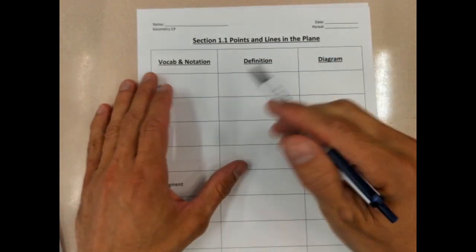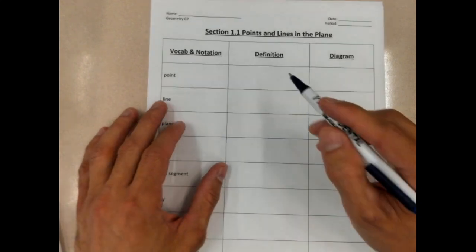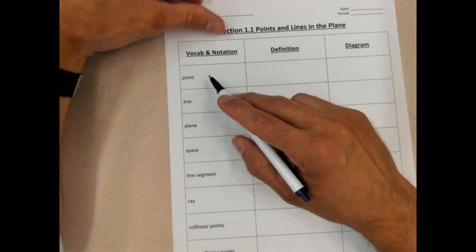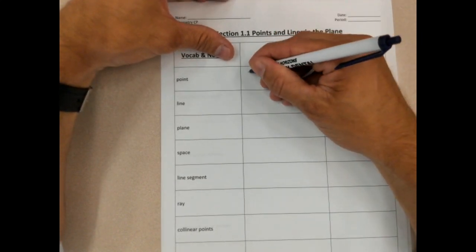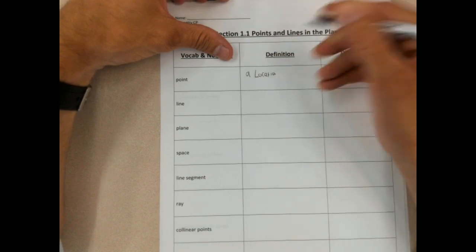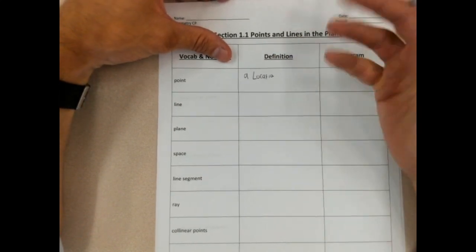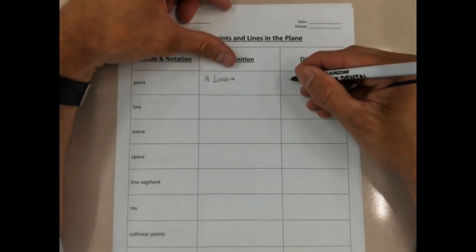were writing this on a notebook, you're just going to want to make the columns and do what you've got to do. Okay, so anyway, the first term is going to be point. What is a point? A point is a location. Okay? It really doesn't have any dimensions. It has no length or width or thickness or anything like that. And a point is represented by a dot.